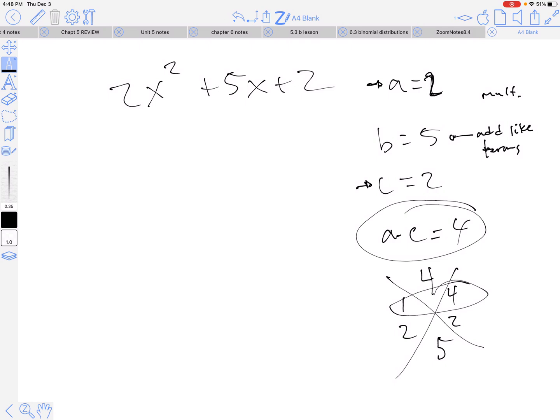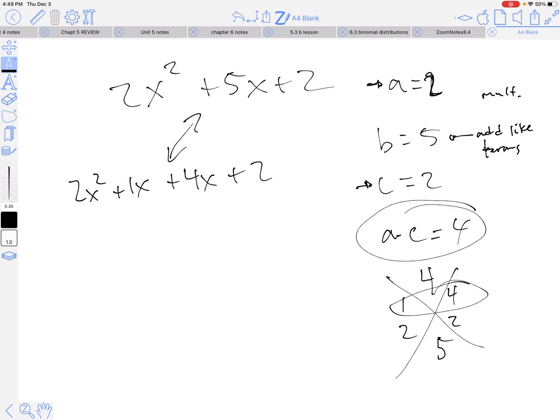All right, so what do we do with that? Well, we're going to write 2x squared plus 1x plus 4x plus 2. And we're going to double check that we actually still have the exact same thing. 2x squared, 1x plus 4x is 5x plus 2. We do. We're doing good.